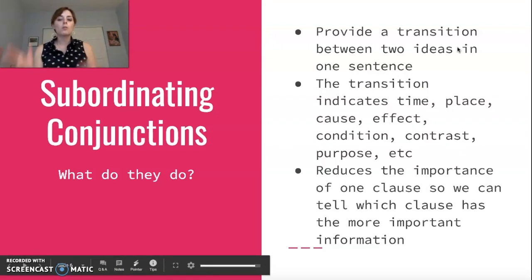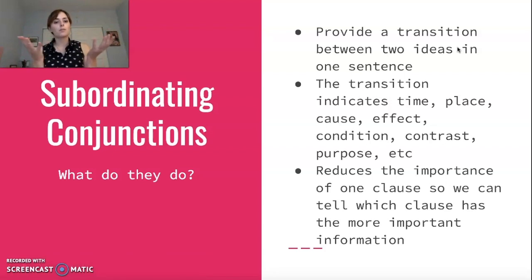So also, because we have subordinating conjunctions, when you hear sub, you can think like below, almost like a submarine is below. Okay, so it means that one is more important than the other. So it reduces the importance of one clause so we can tell which clause has the more important information.